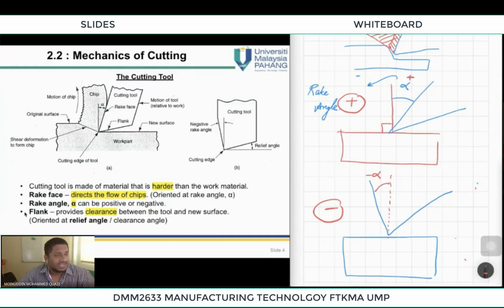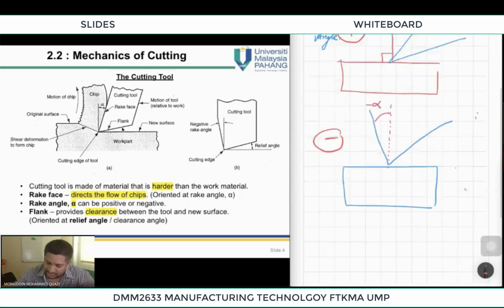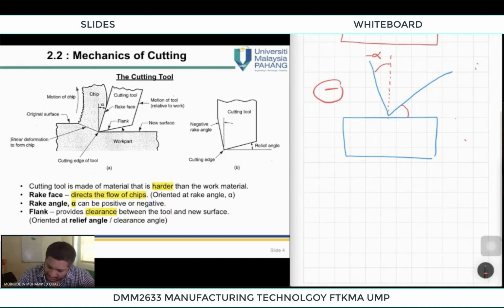Now flank, as we saw, is the lower portion. If I visualize it in 3 dimensions, the lower surface is the flank. And there is some clearance between the flank and the workpiece. This is called the clearance angle. Or here also, this one is the clearance angle. Another name is the relief angle.